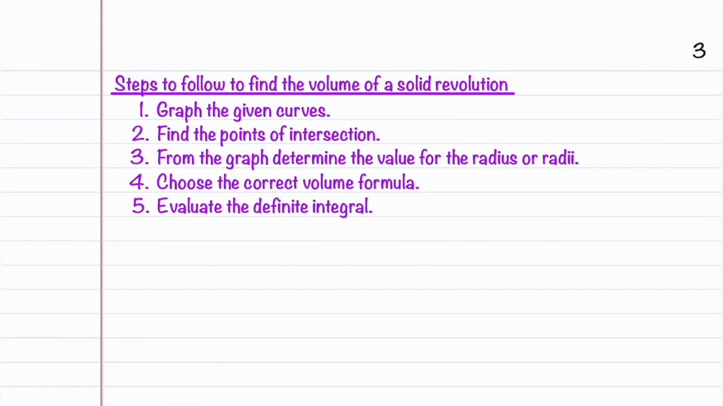Since finding solids of revolution is complicated, just to make things easier, I've written down 5 steps that you can follow. You're first going to graph the given curves, and then find the points of intersection. In step 3, from the graph, you can determine the value for the radius, that's r, and then choose the correct volume formula. Then the last step is just to evaluate the definite integral. Let's now walk through 8 examples. I know that sounds like a lot, but each example is representative of one of each type of problem you might encounter.